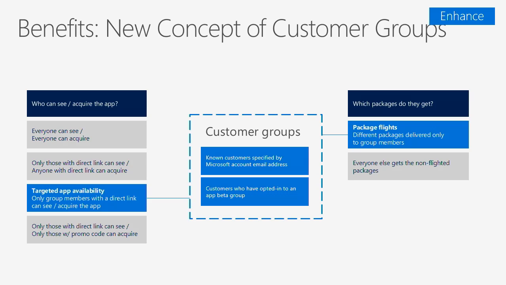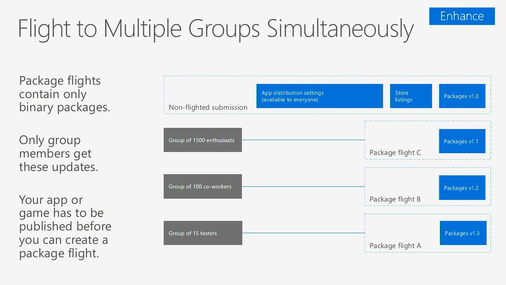So a couple of the benefits. One is that you have the concept of customer groups. I can choose customers in terms of who can see and acquire the application. So I can keep a new version completely hidden from the public, but I also have the ability to control what packages they can get. I can control it down to the flight that they receive and the specific device that's being targeted. I also have the ability to create subgroups if I'm going after a specific audience based upon their Microsoft account email address, and to create specific flight rings for those who have opted in to an application beta group.